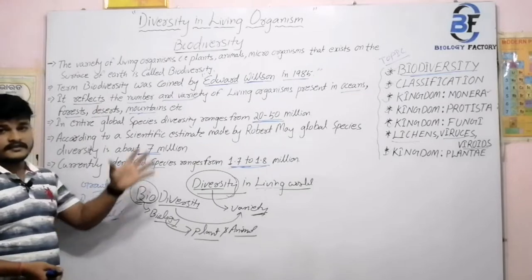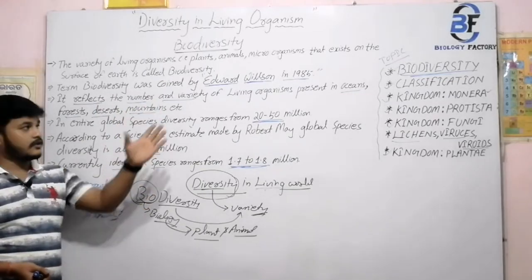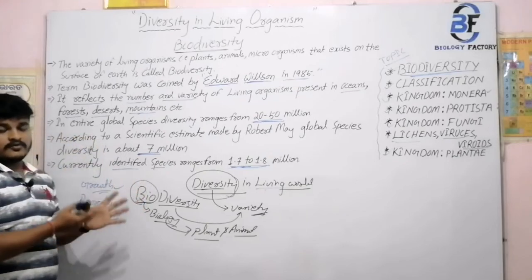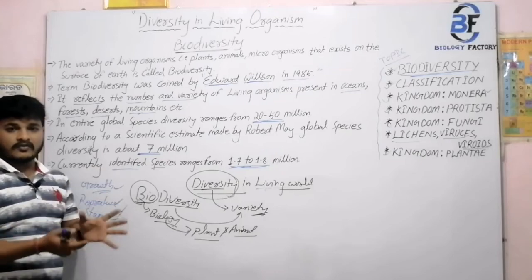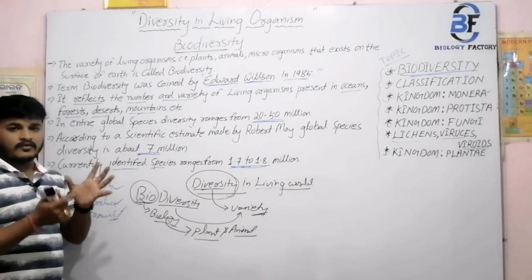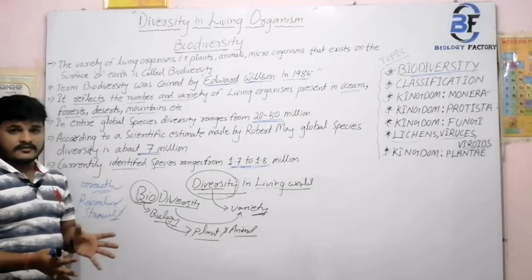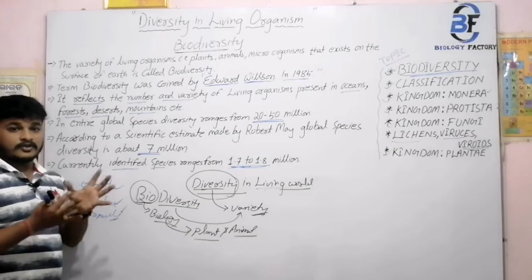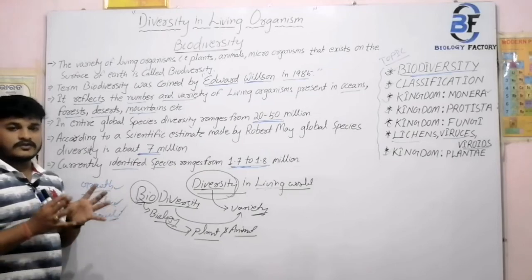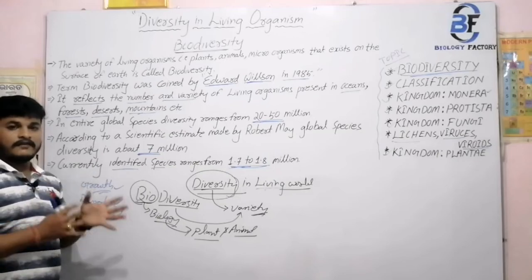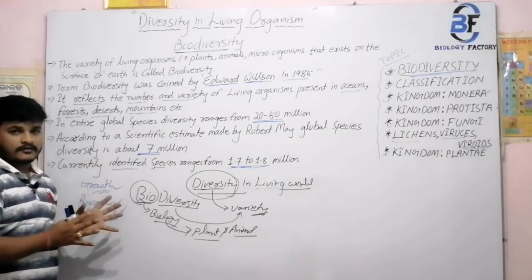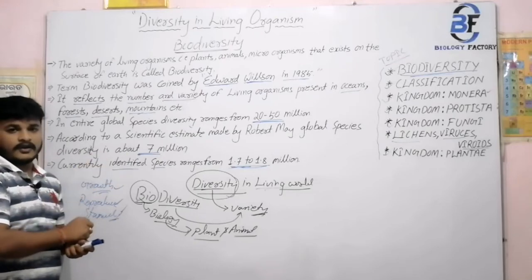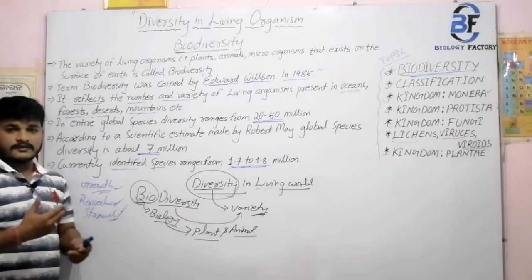The term was coined by Edward Wilson in the year 1985. According to him, all the plants, animals and microorganisms which exist in the oceans, forests or deserts are included in biodiversity, and diversity means variety. We talk about the variety of living organisms which exist on the surface of the earth. So this is the basic gist of the topic of biodiversity.